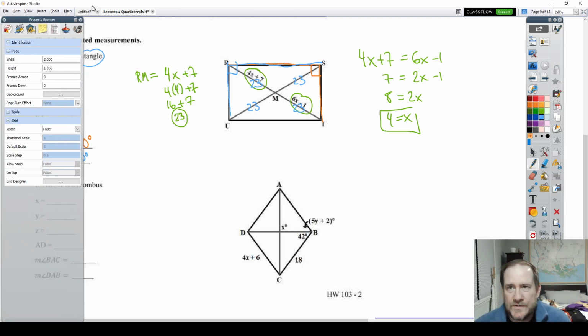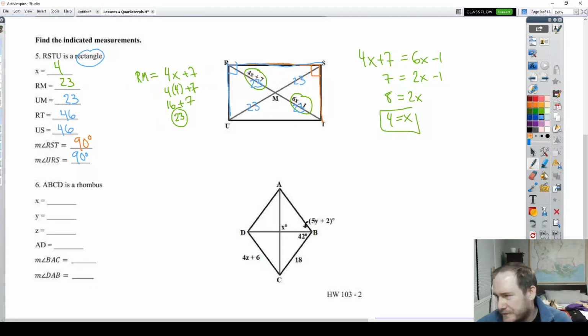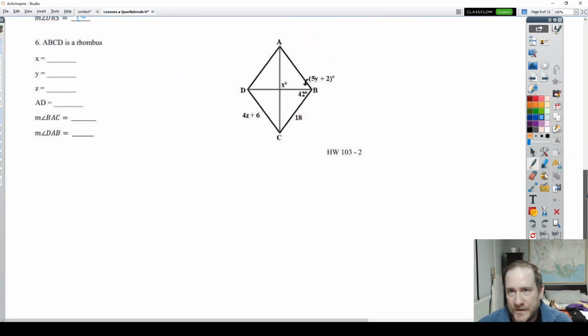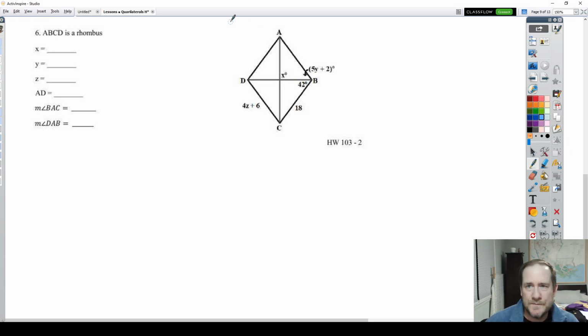Let's do 6. 6 is a rhombus. Again, don't just watch me do it. If you guys want to be good at this, then you should pause the video, try it yourself, and then wait for me to go over it. So we're solving for x. And I see x here. We saw this in the Desmos activity too. But as long as you remember that we are a rhombus, well, rhombuses have diagonals that are perpendicular. So x is automatically 90 as soon as you remember that property.